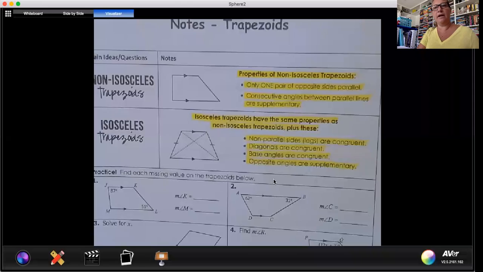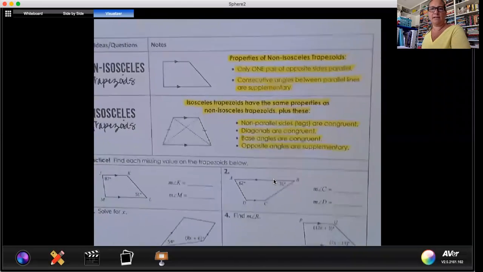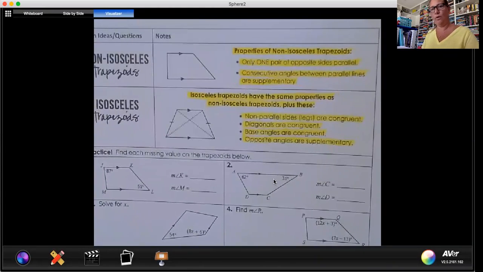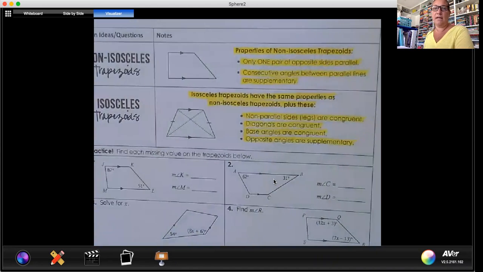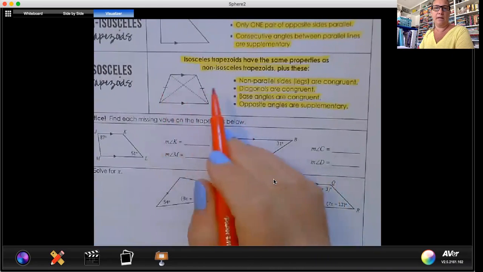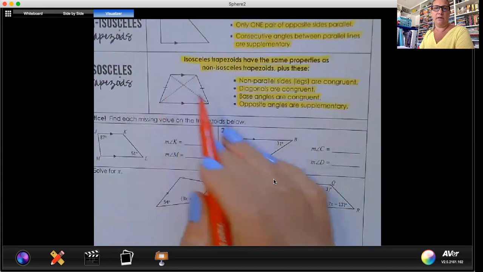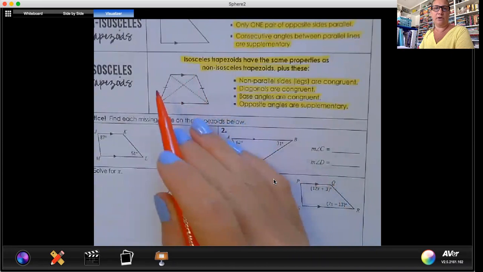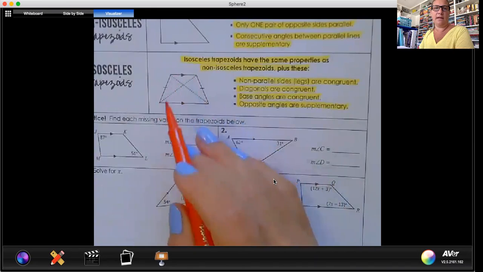So as you look here at the top of your page, non-isosceles trapezoids have only one pair of opposite sides parallel. Consecutive angles between parallel lines are supplementary, add up to be 180. Isosceles trapezoids have those same properties as well as non-parallel sides are congruent. Diagonals are congruent. Base angles are congruent. And opposite angles are supplementary.